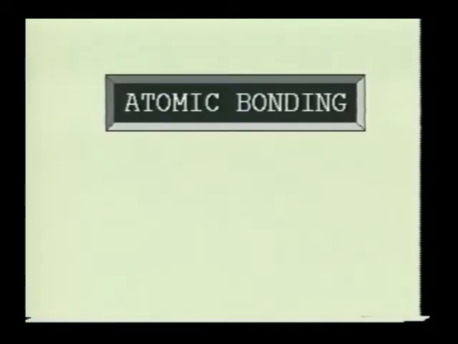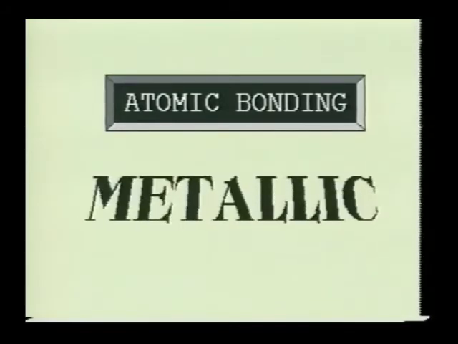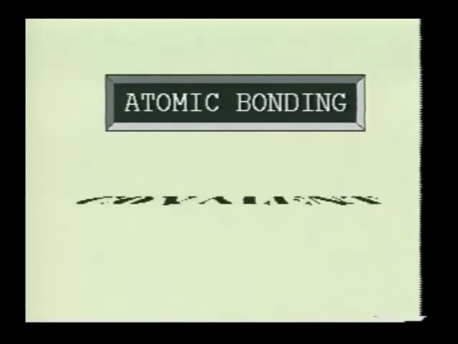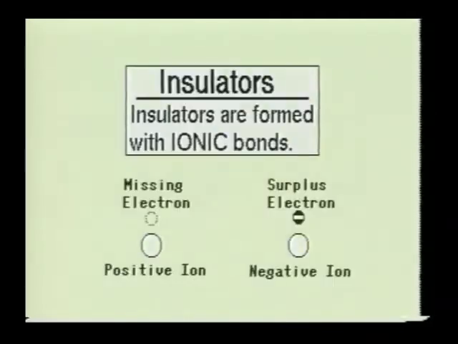The atoms contained in any solid material are held together by a force referred to as a bond. There are 3 kinds of atomic bonds. These are ionic, metallic, and covalent. Insulators are formed with ionic bonds.